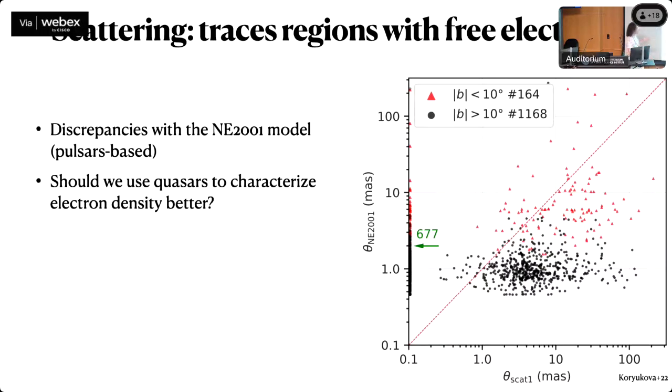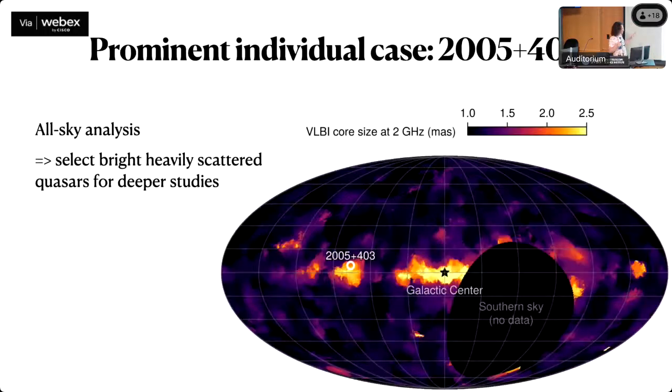You see that there is some correlation, but it's not particularly strong, and there are definitely some effects that don't fully agree. So maybe AGNs can be used as another, arguably better tracer of electron content in our galaxy, along different lines of sight, and the benefit is that they shine through the whole Milky Way, not as pulsars do. So this is for all-sky studies.